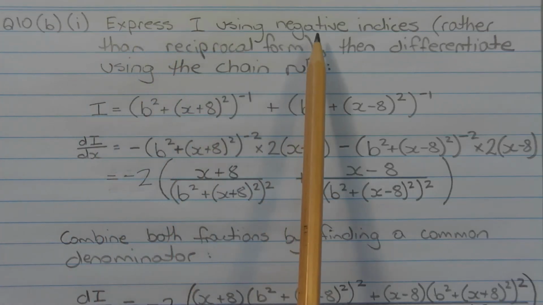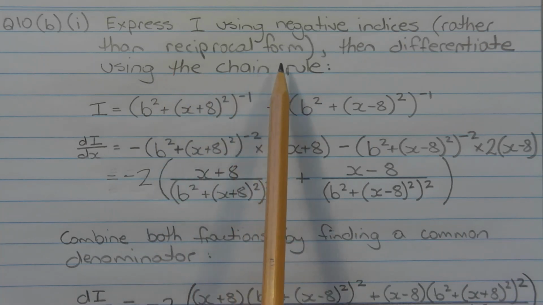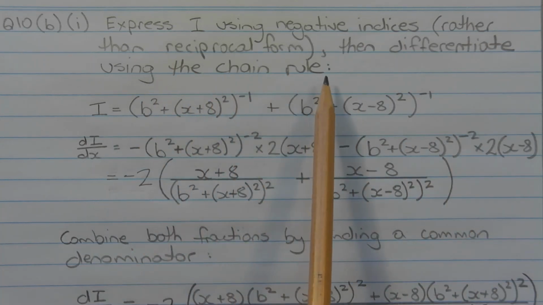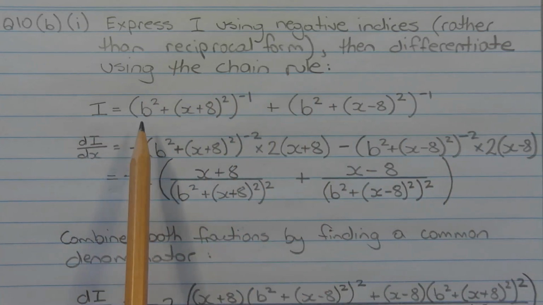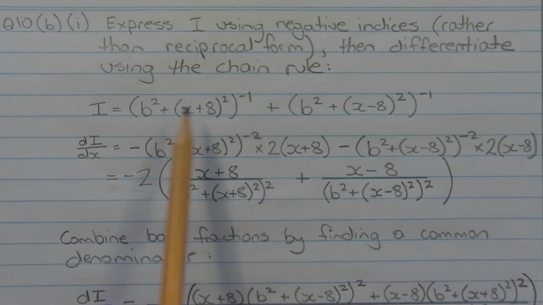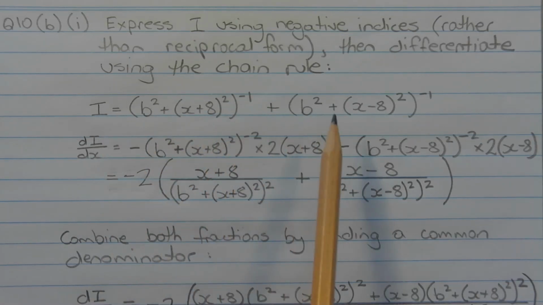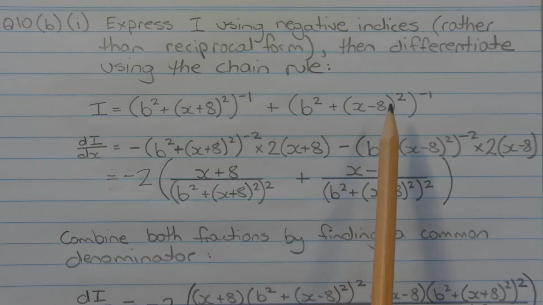Express I using negative indices rather than reciprocal form, then differentiate using the chain rule. So I can be expressed as (b squared plus (x plus 8) squared) to the power of negative 1 plus (b squared plus (x minus 8) squared) to the power of negative 1. Now we can differentiate I with respect to x.